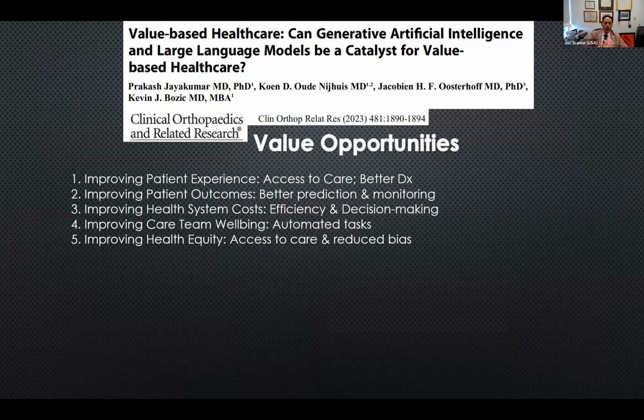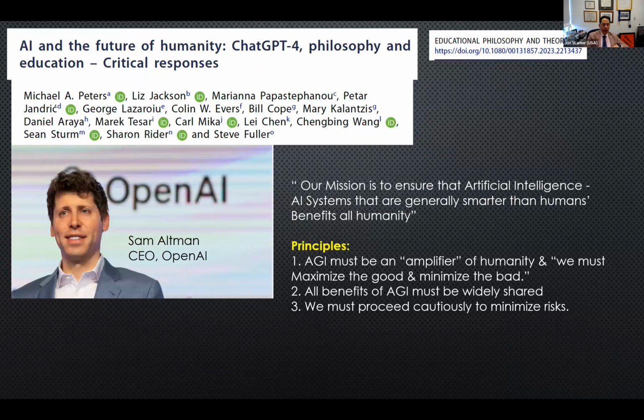So, this article here talked about value opportunities in orthopedics, and Kevin Bozic, who is well known for his interest in this area, was one of the lead authors here. Improving patient experience, access to care, better diagnoses, better outcomes, everything I've been talking about. This is a uniform view of the future that's very optimistic.